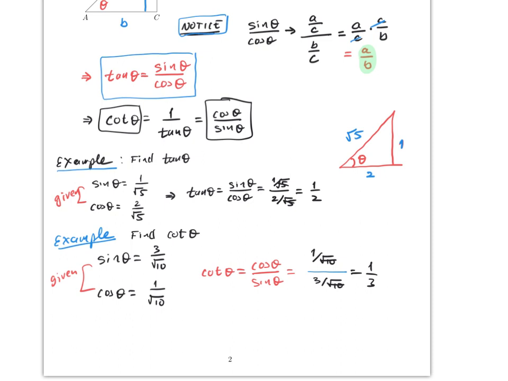Now, why do they cancel? Because you have 1 over radical 10 times radical 10 over 3, since when you divide, you have to flip the reciprocal. This cancels, and you end up with 1 over 3. Again, you can also just do a triangle like this one in here, and you'll see you get the exact same answer. For example, this is 1, this is 3, that's what they give you. This is radical 10, you can see that tangent is 3 over 1, so therefore cotangent is 1 over 3.